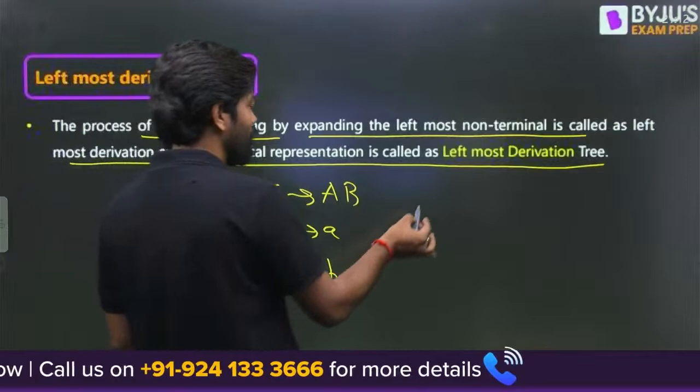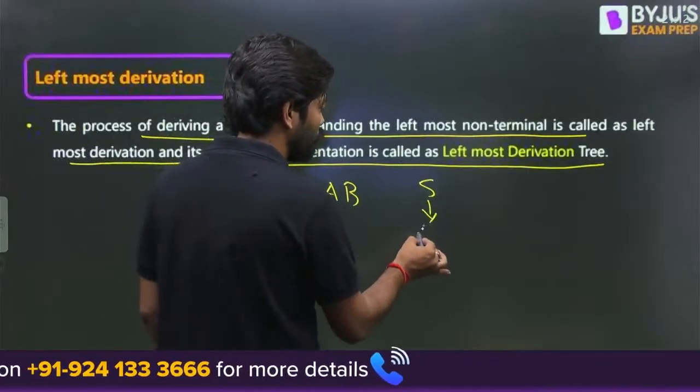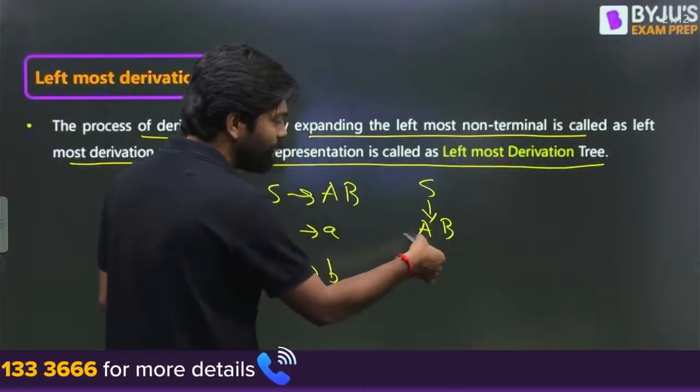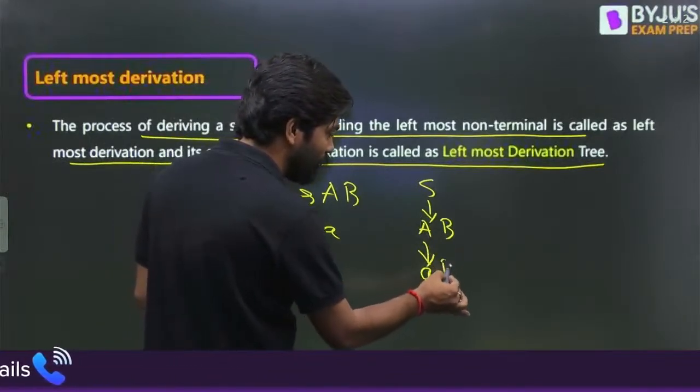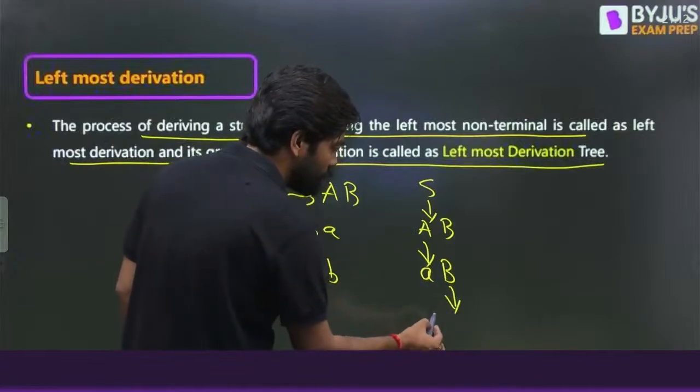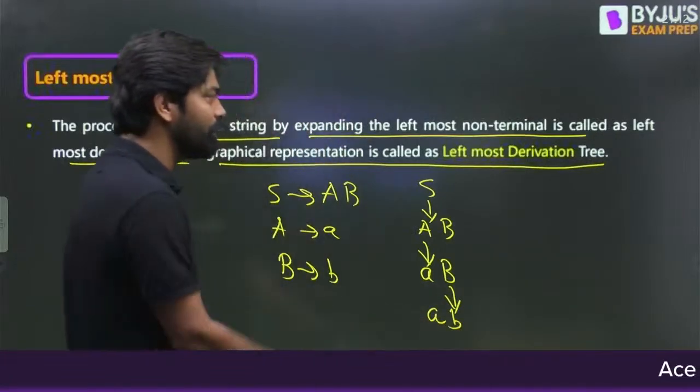So my dear friends, see clearly here. S goes to what? AB. What is leftmost between A and B? A. So here, I'm expanding A first, so A then B. Then B, that is nothing but ab. This is nothing but leftmost derivation.